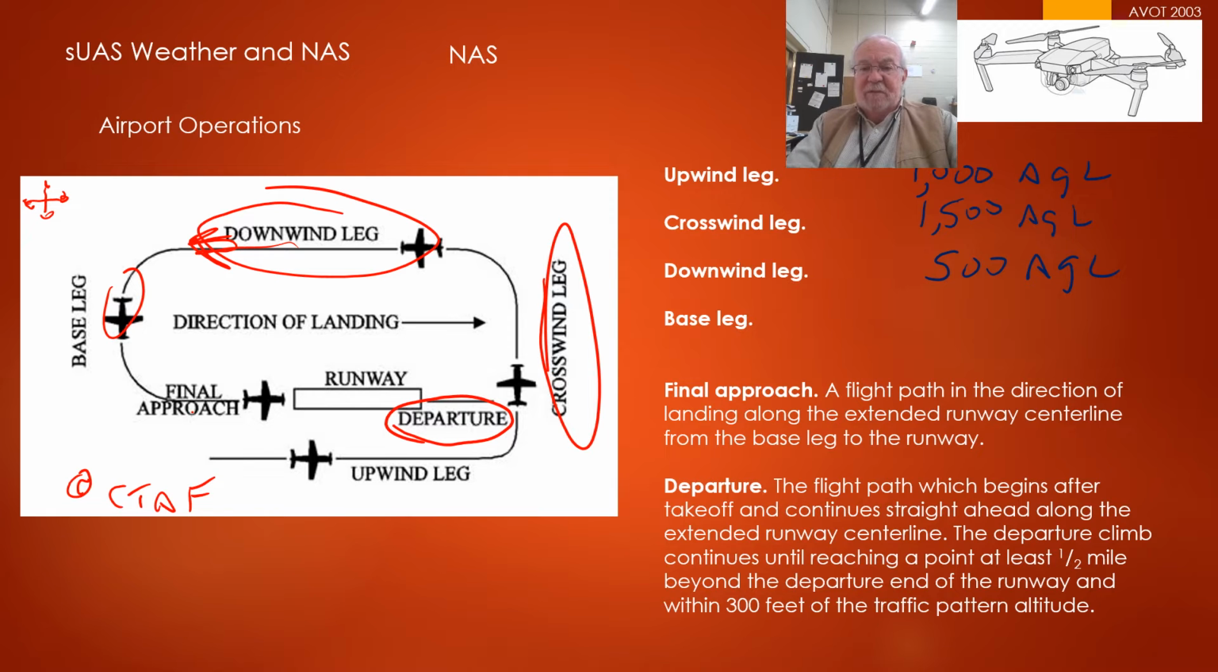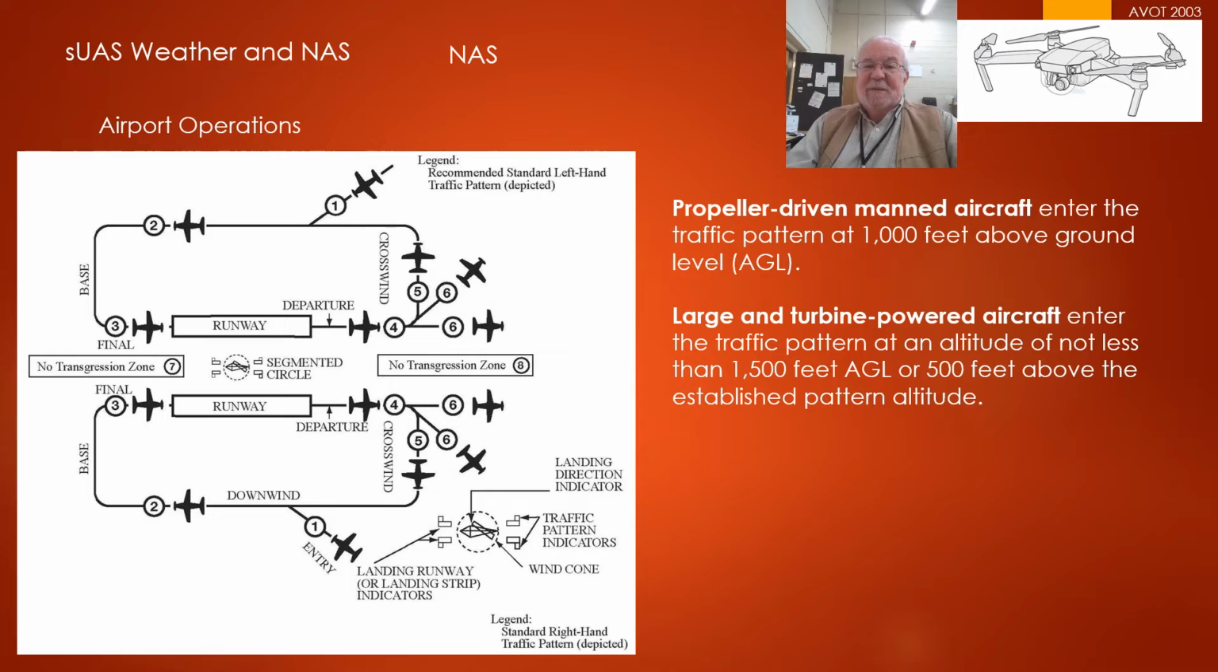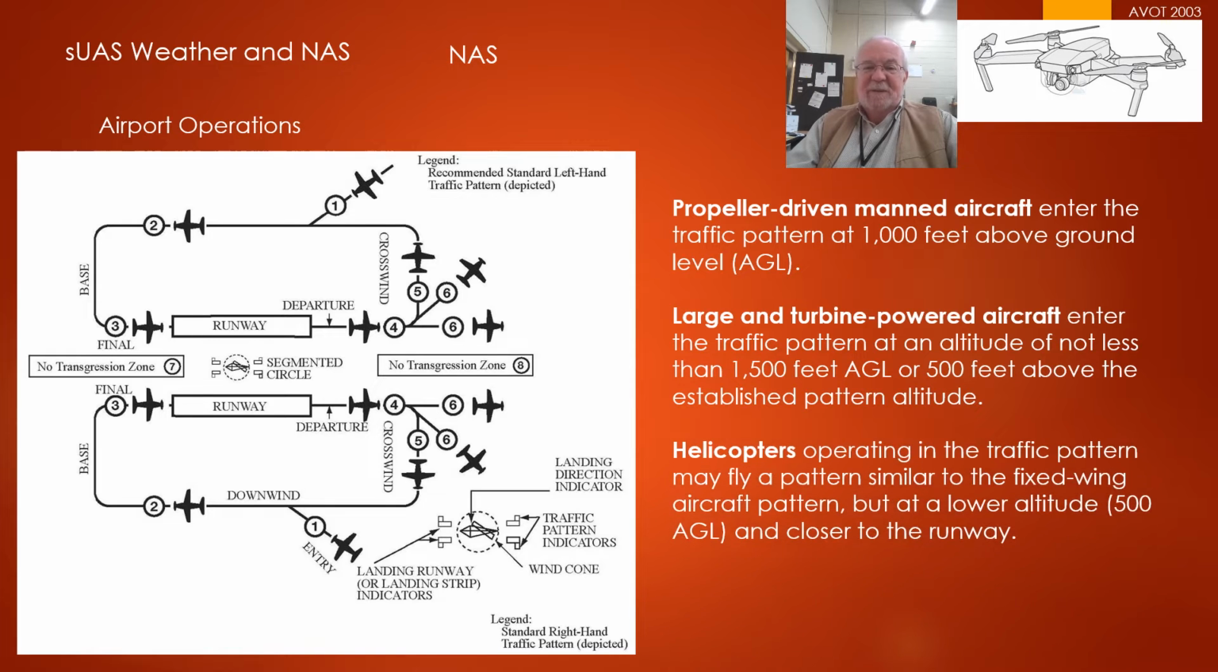I did not mention the departure, but the departure is a flight path which begins after takeoff and continues straight ahead, along the extended runway, until reaching a point beyond the departure end of the runway within 300 feet of the traffic pattern altitude. Then they make their turn. All right, and here we go. I already mentioned this before. Propeller-driven aircraft, 1,000 feet. Large or turbine, 1,500 feet. Helicopters, 500 feet.